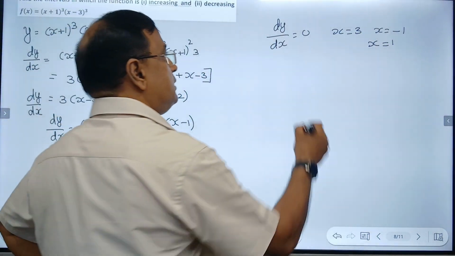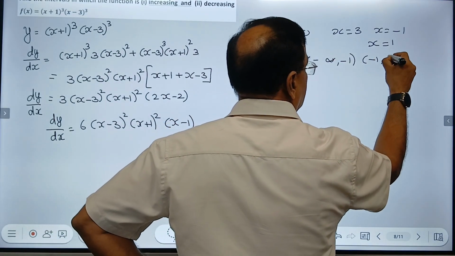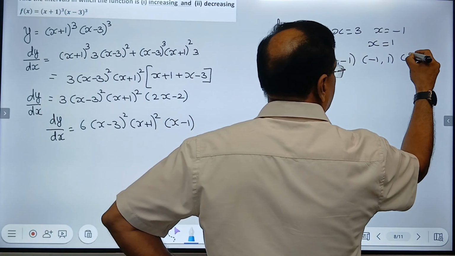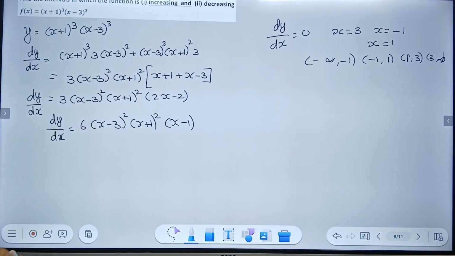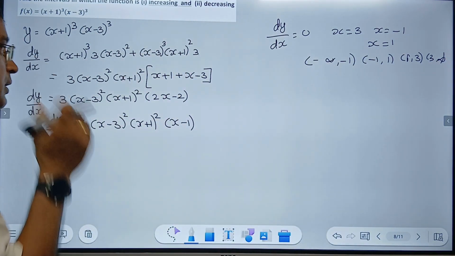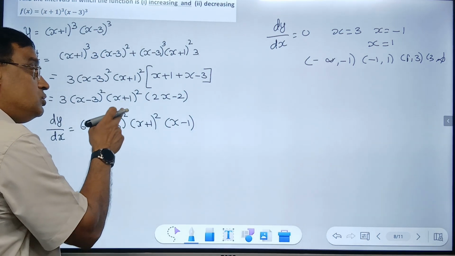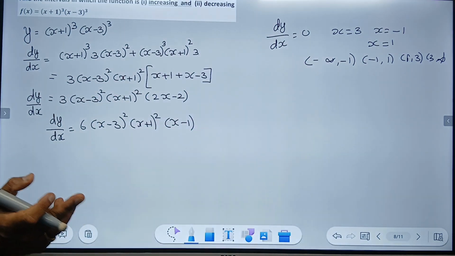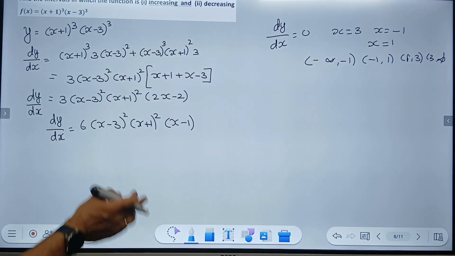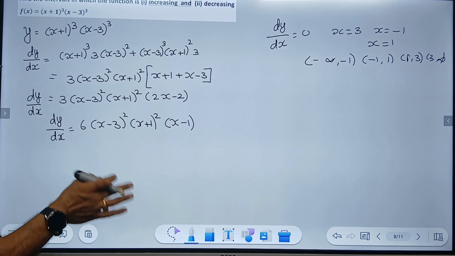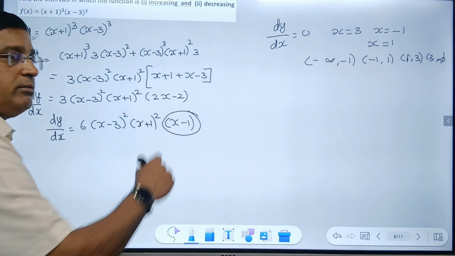Then you split the interval as minus infinity comma minus 1, minus 1 comma 1, 1 to 3, followed by 3 to infinity. You can do like this also. But if you observe very carefully, 6 is always positive. x minus 3 whole square is always positive. x plus 1 whole square will always be positive. So this dy by dx is going to be negative or positive, will be decided only by x minus 1.